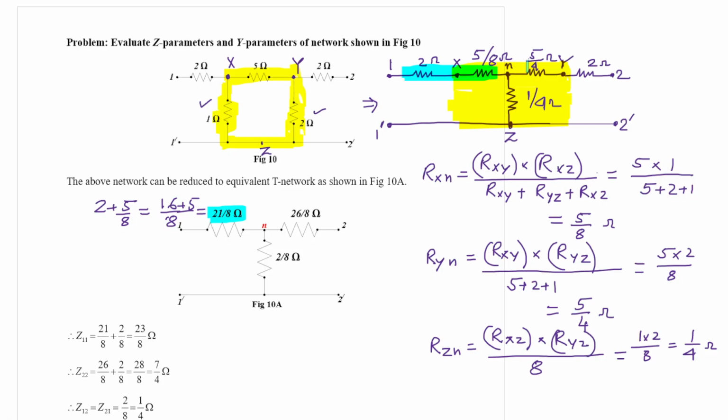Similarly, this 5 by 4 plus 2 are in series. So if you add them, 2 plus 5 by 4, you will get 13 by 4. So 26 by 8 and 13 by 4 are all the same. And here it is 1 by 4, so it will be 2 by 8, right? 2 by 8 or 1 by 4, it is all the same.